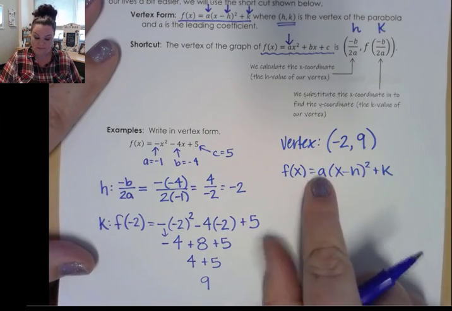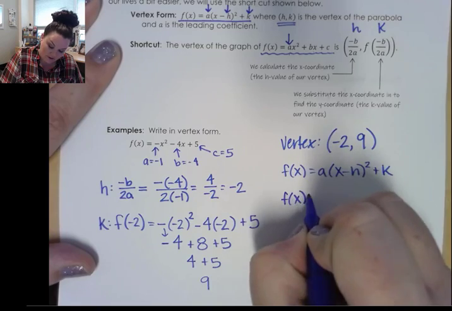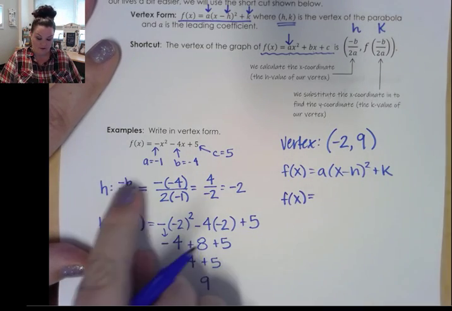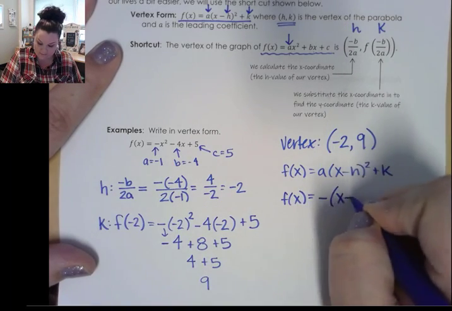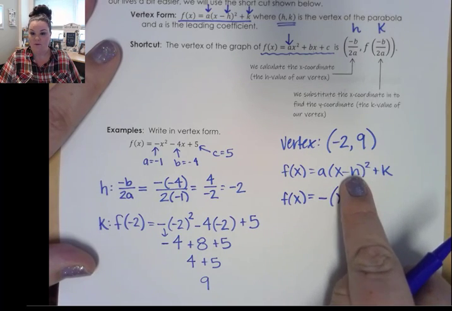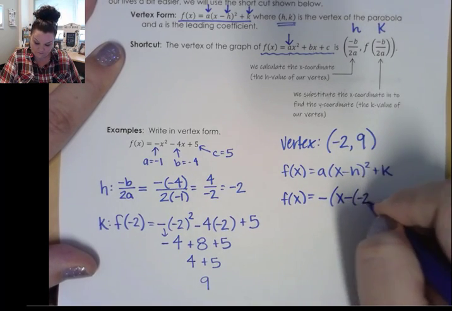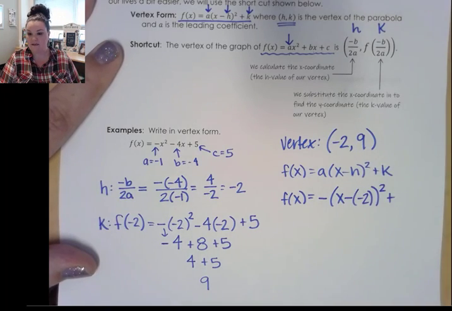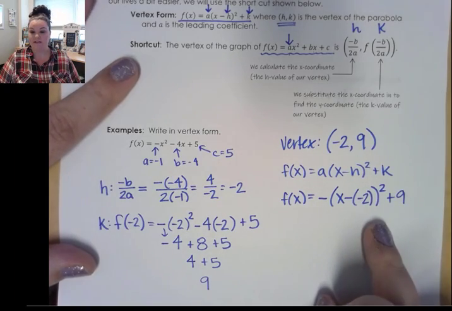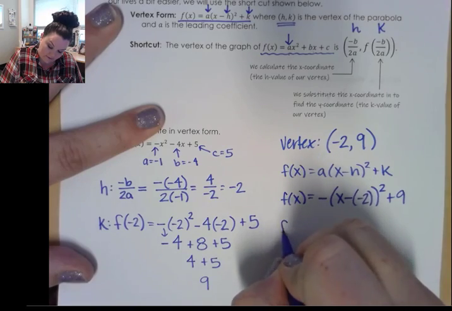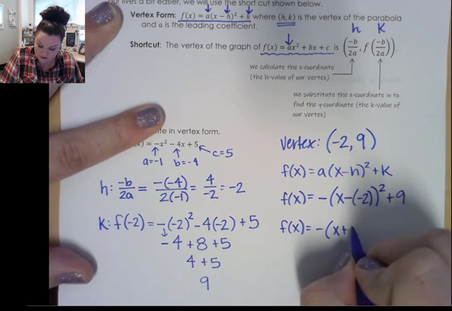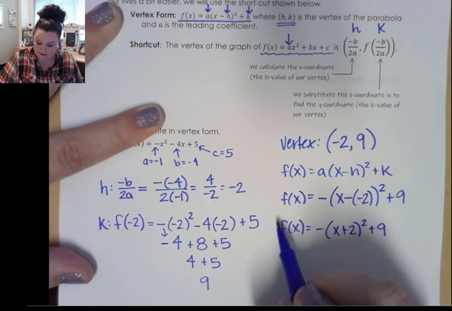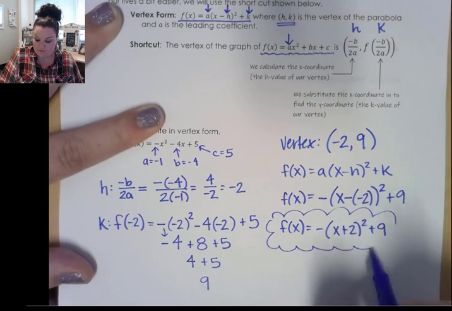Okay. So we need to plug in first our leading coefficient, right? My a value here, remember, was negative 1, or we can just write it as a negative. And then we do x minus our h value. And we found our h value to be negative 2, squared, plus our k value, right, which we found to be 9. So this is our vertex form. We just need to simplify it now. So I have f of x is equal to negative in front of the quantity x plus 2 squared plus 9. So here's my vertex form.